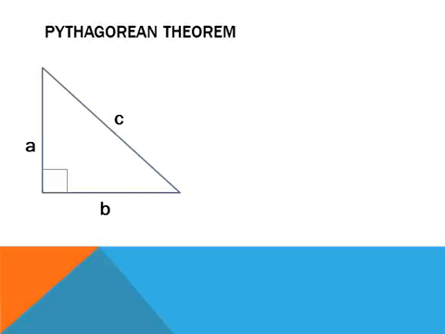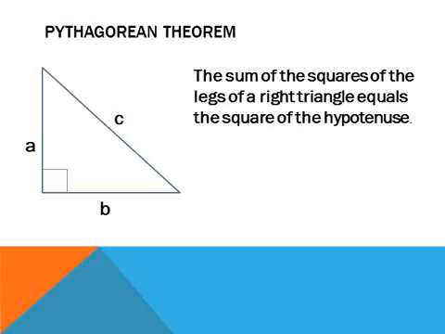So let's get to the Pythagorean theorem. First, we're going to state it in words. The sum of the squares of the legs of a right triangle equals the square of the hypotenuse. We can also represent the Pythagorean theorem using an equation. A squared plus B squared equals C squared. The A squared plus B squared represents the sum of the squares of the legs of the right triangle, while the C squared represents the square of the hypotenuse.